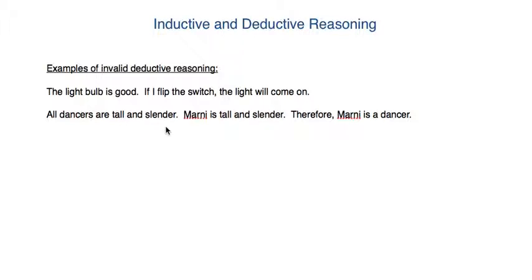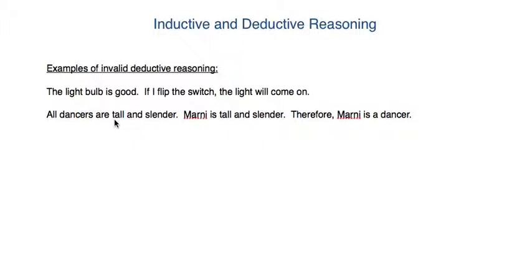Here's another one. All dancers are tall and slender. Marnie is tall and slender. Therefore, Marnie is a dancer. Well, this kind of zigzags to a conclusion and commits what we'll call the converse error, meaning you're starting with dancers and you're concluding with dancers.